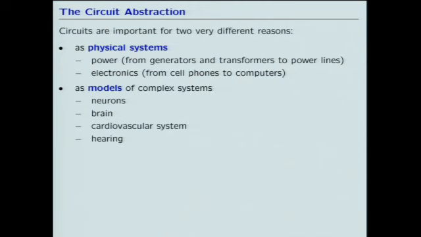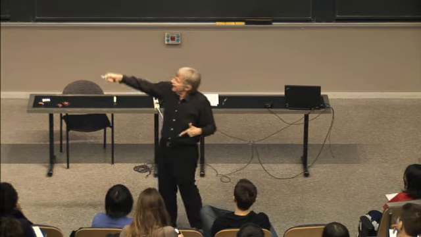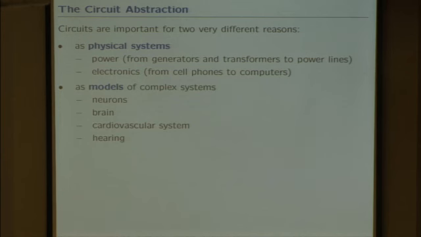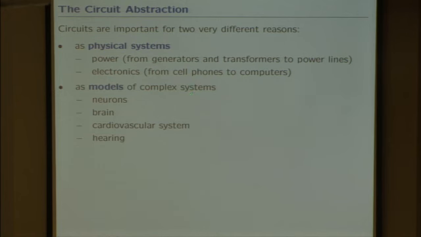In fact, there are two completely distinct reasons why we even bother with circuits. One is that they're very important to physical systems. If you're designing a power network, of course you have to think about the way the power grid works as a circuit. That's obvious. In electronics, of course, if you're going to build a cell phone, you have to know how the parts interconnect electronically. That's obvious. But probably the biggest use for circuits these days is not those applications, although those are very important. Circuits are also used as models of things. So many models for complex behaviors are, in fact, circuit models.